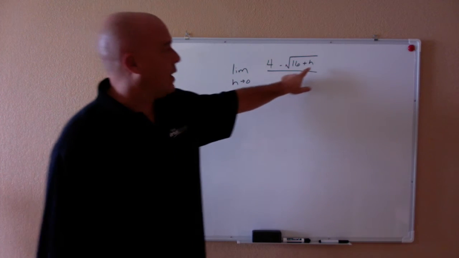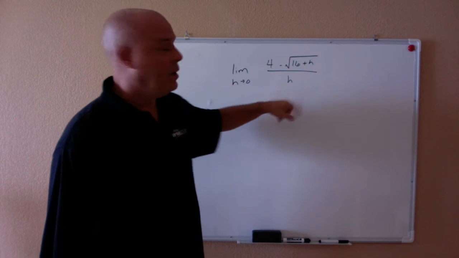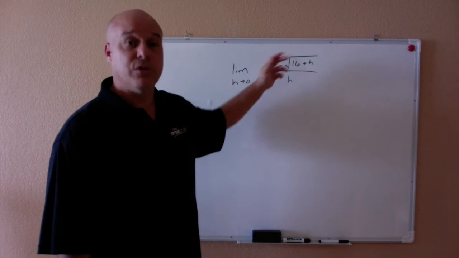So I plug in 0 for h, and that gives me 4 minus the square root of 16 plus 0, which is 4 minus the square root of 16, which is 4 minus 4.